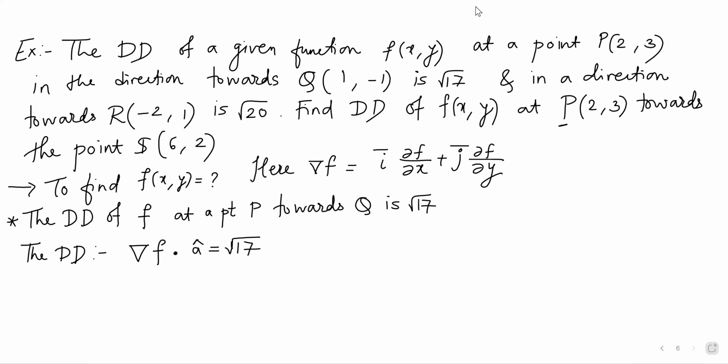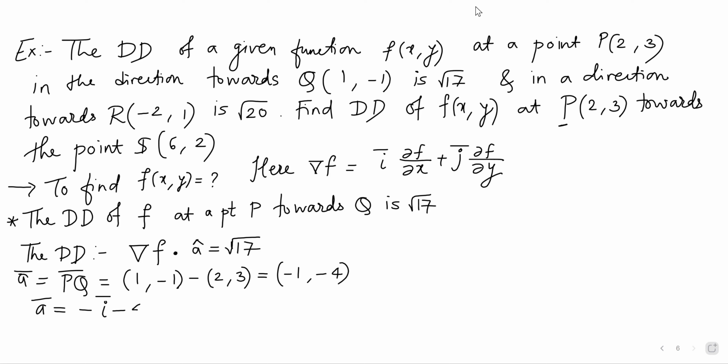So this is the first thing, correct? So here A bar is what? PQ bar, which is the position vector of PQ, that is 1 minus (minus 2), 3 minus (minus 1), that is 4... so what I get is 1 minus 2 minus 1 and minus 1 minus 3, that is minus 4. So A bar is minus i bar minus 4j bar, correct?